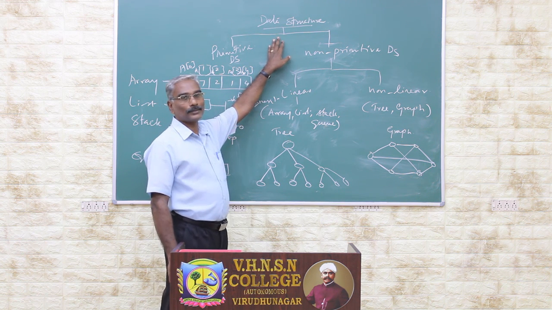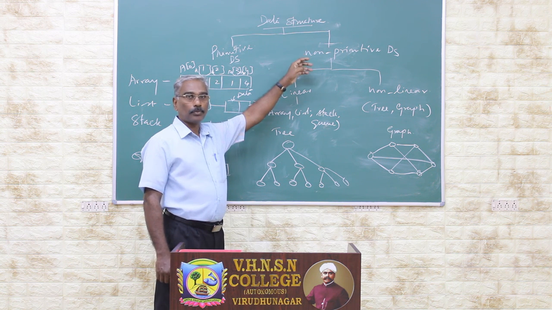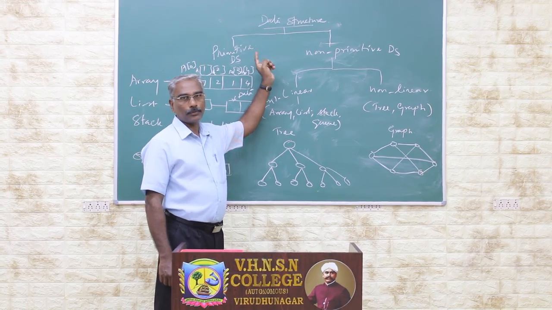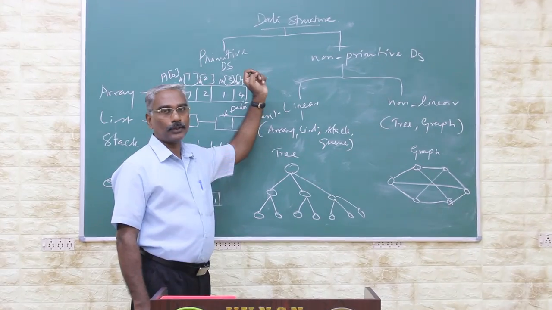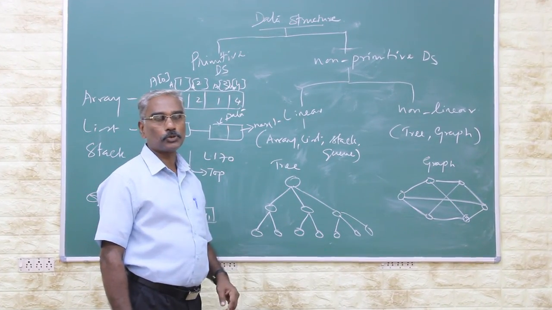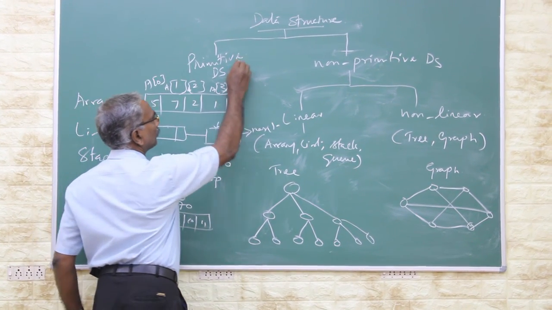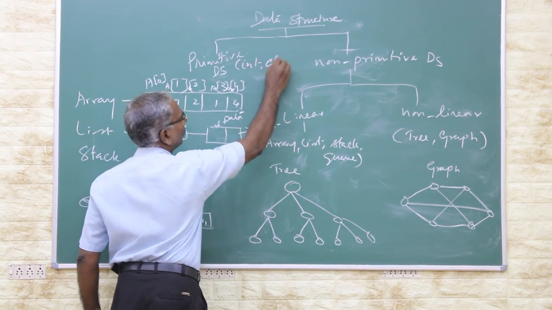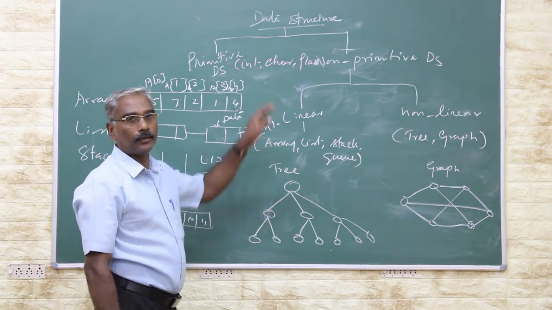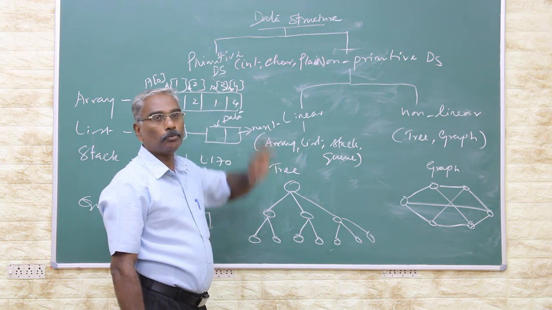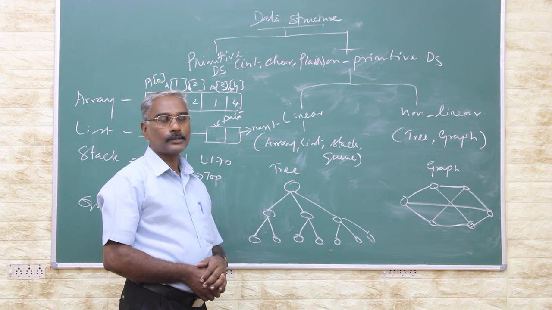This data structure is divided into two types. One is the primitive data structure, the next one is the non-primitive data structure. Now let us see what a primitive data structure is. A primitive data structure is the fundamental one. It stores only a single value. The primitive types that we have studied earlier are int, character, float, etc. These are the types available in the primitive data structure.